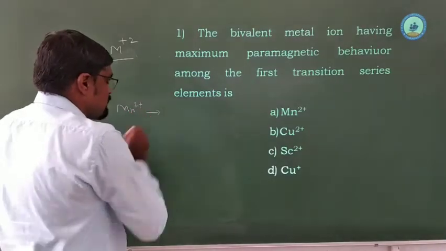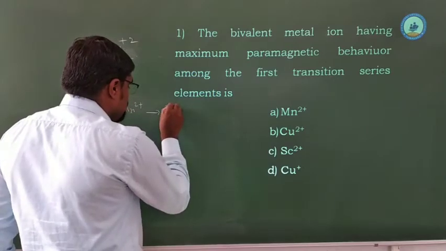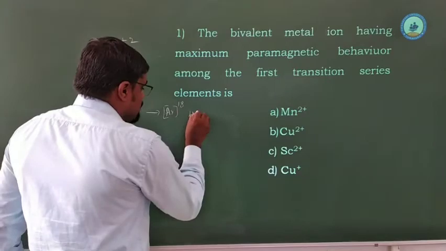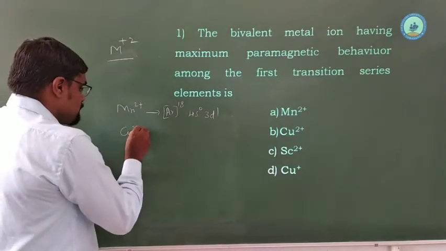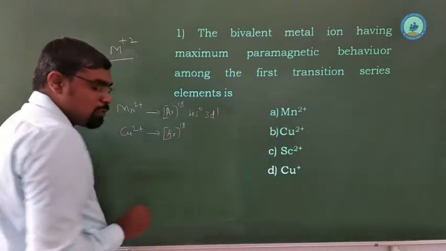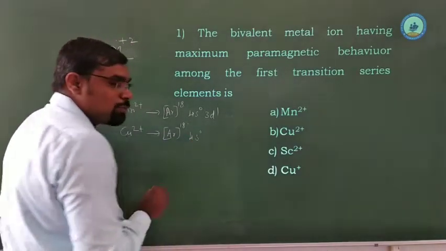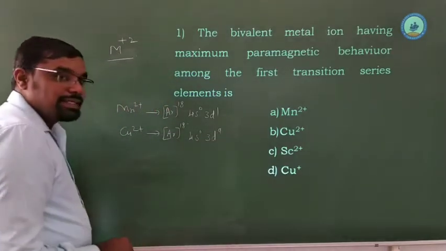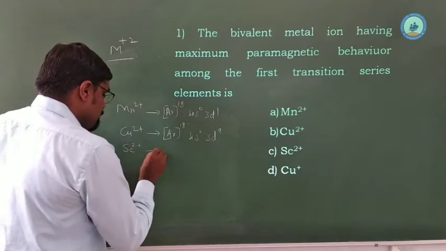Mn2+, that is the electronic configuration of argon, 4s0 3d5. Then copper 2+, argon. Two electrons, from where are we going to remove? One electron from the s orbital we will remove, and another one electron from the d orbital, so we write 3d9. And then scandium 2+.